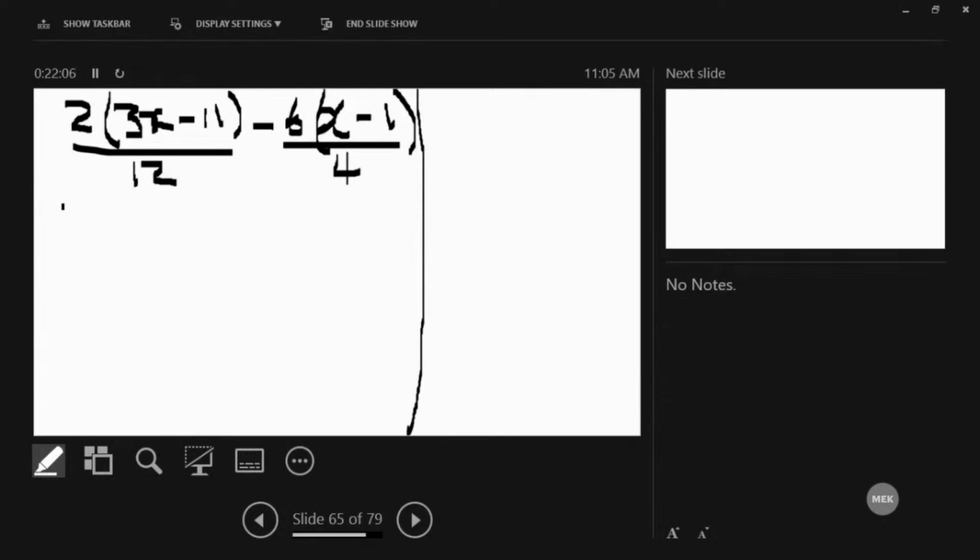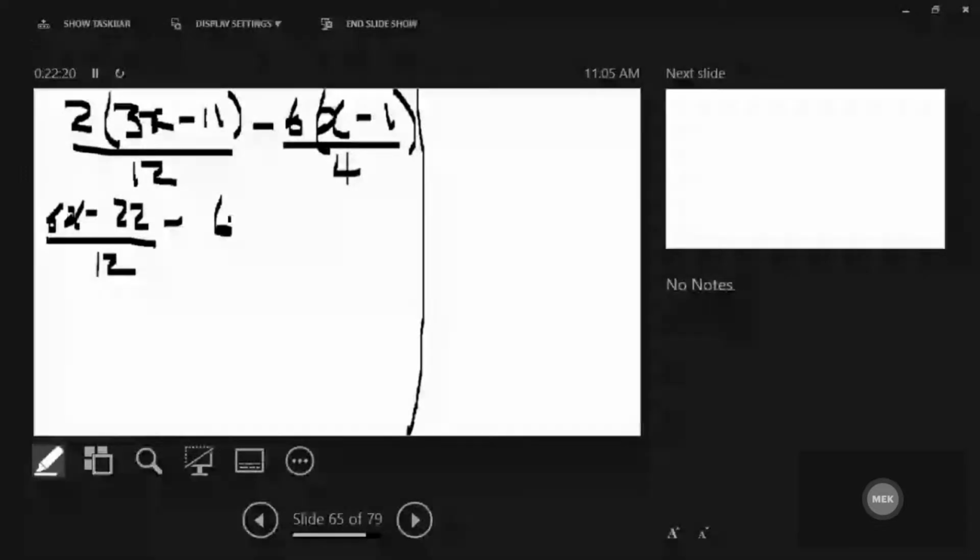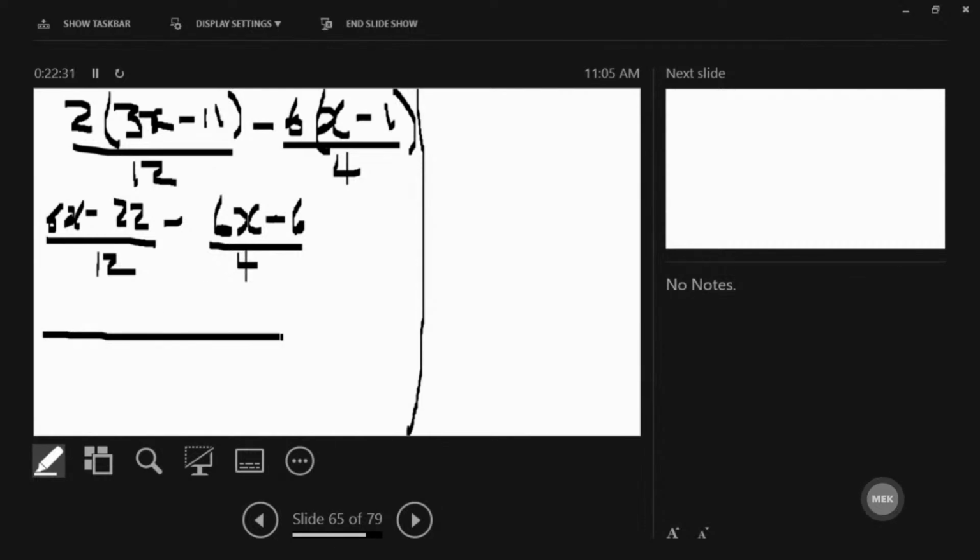So we would have 6x minus 22 over 12 and 6 over 4. And LCM is 12.